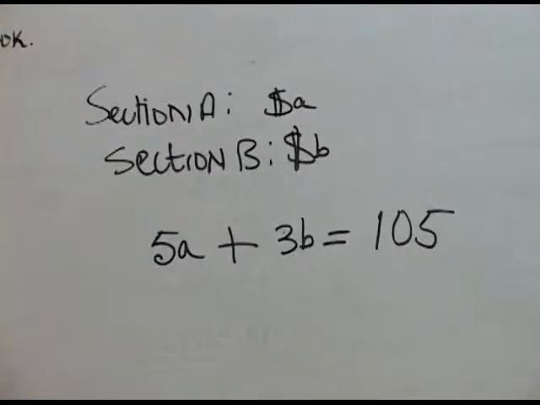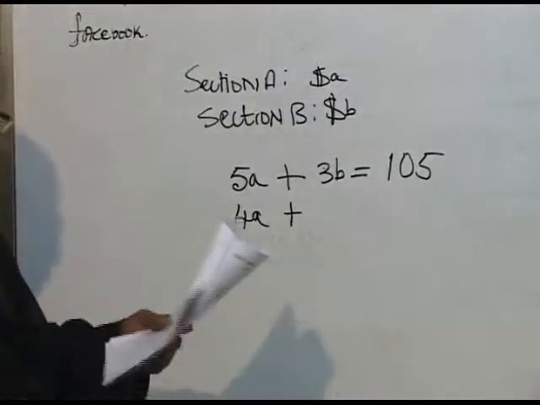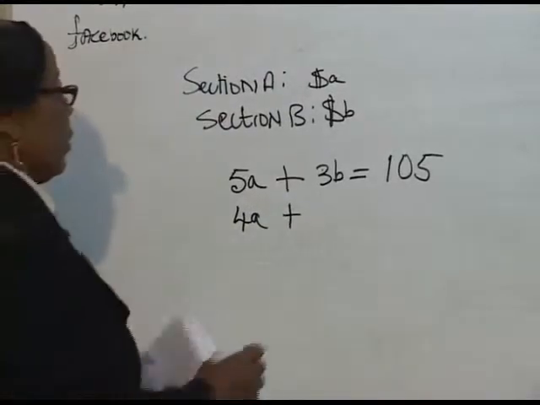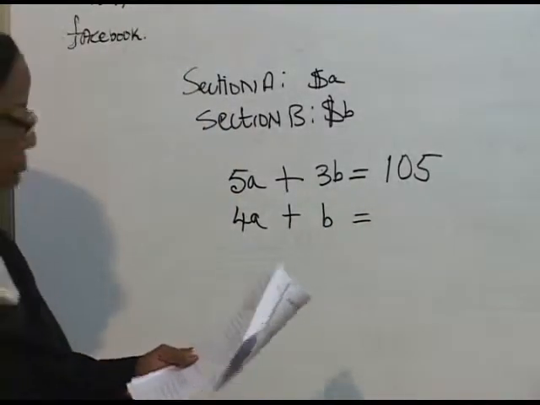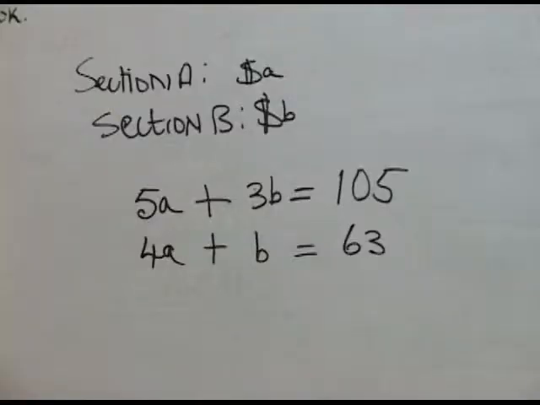All right? So we don't want to make them look too complicated here. So that's what it is. 5A plus 3B would be equal to 105. When Raina paid for the ticket, she had 4 Section A. So it would have been 4A plus 1 Section B. So it's just B, and that she had to pay a total of $63. Okay? Does it look familiar?